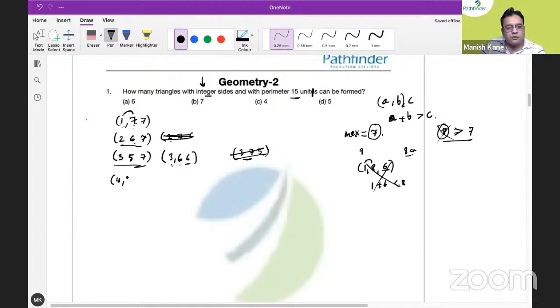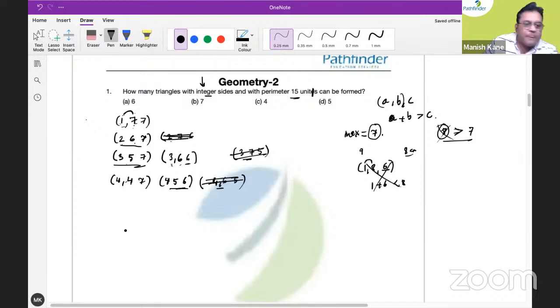4. 4 plus 4, 8 and 7, 15. Yes, this triangle can be formed. 4 plus 5, 9 plus 6, 15. Yes, this triangle also can be formed. But can we form a triangle with 4, 6? If I take 4, 6 as the first two sides, the third side will be 5. So I don't need to take this because it's already covered here. So we have 1, 2, 3, 4, 5, 6 triangles so far.